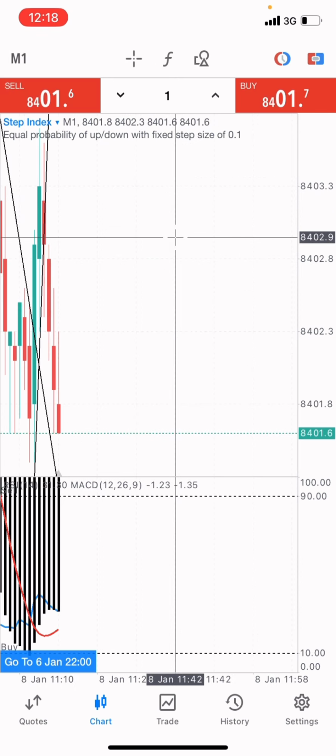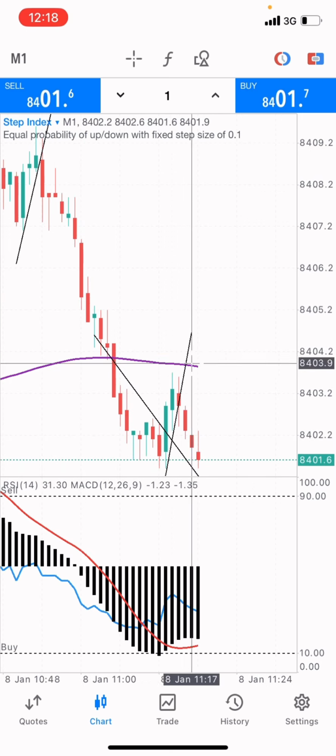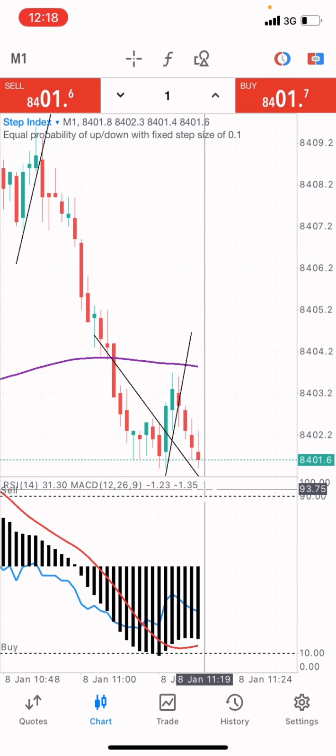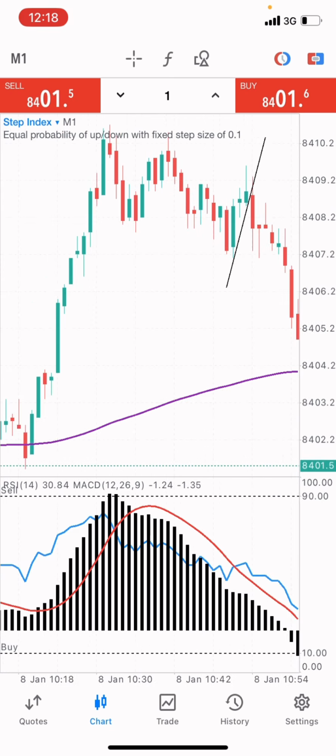Check out, you see a very big sell opportunity. Take a look at the profit. I just drew it from this place and it's giving us a sell already. You can see how you can make profit and grow your small account on Stepindex and make profit from this trade, right?